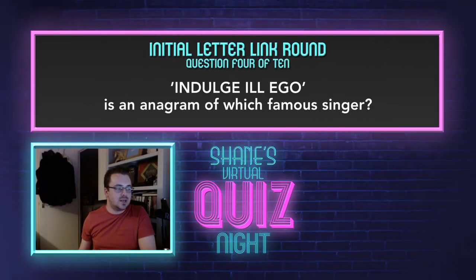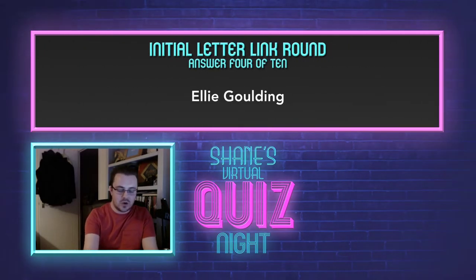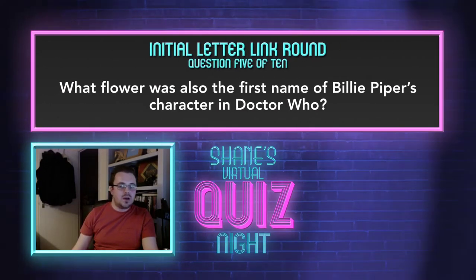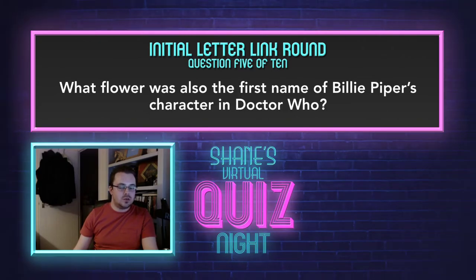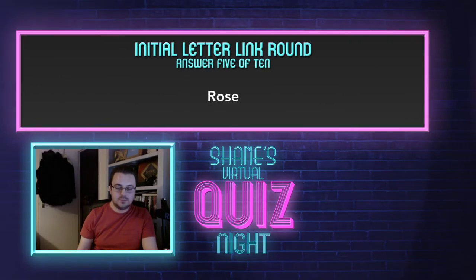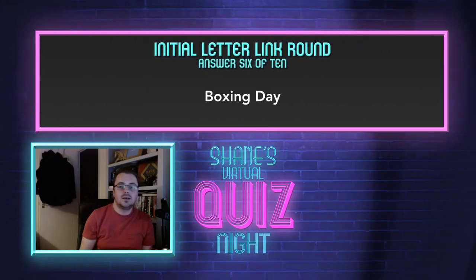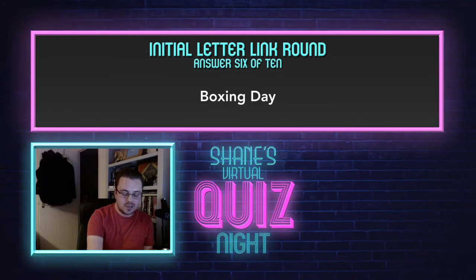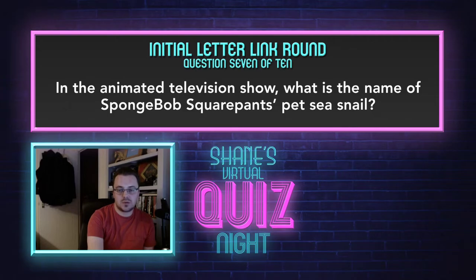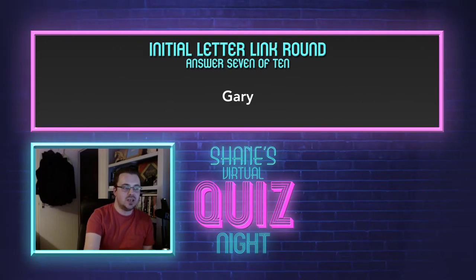Indulge Ill Ego is an anagram of which famous singer? It's Ellie Goulding, so we've got an E to use. What flower was also the first name of Billie Piper's character in Doctor Who? It's rose, so we've got an R to use. By what name is St. Stephen's Day more commonly known in the UK? It's Boxing Day, so we've got a B to use. Question 7. SpongeBob SquarePants' pet sea snail was called Gary. So now we've got a G.